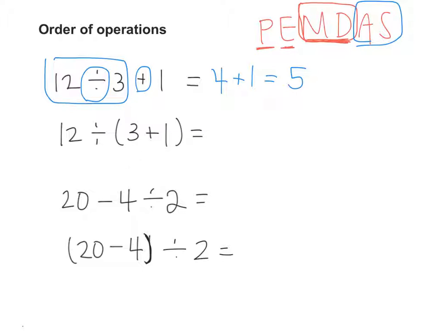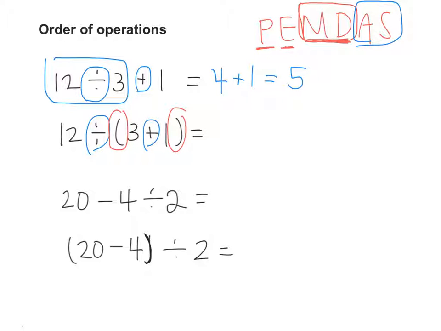Now let's write this one down. It says 12 divided by, in parentheses, 3 plus 1. Do you see how it's the same operations? It's all the same numbers and all the same operations. They all have 12 divided by 3 plus 1. But the difference this time is there's parentheses.